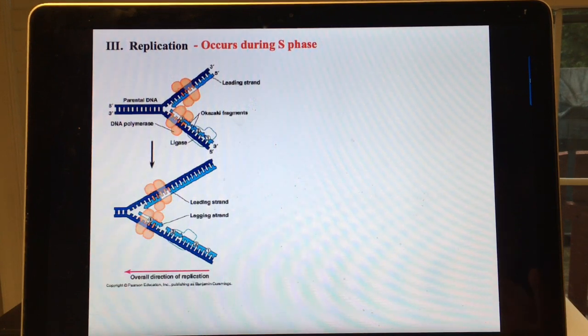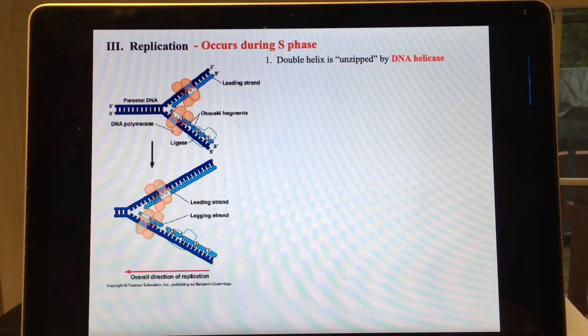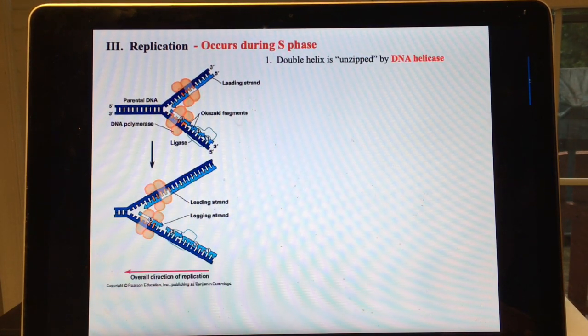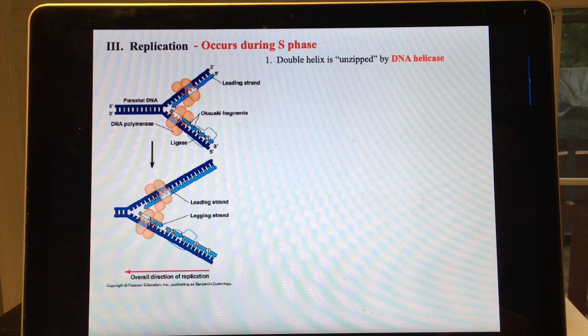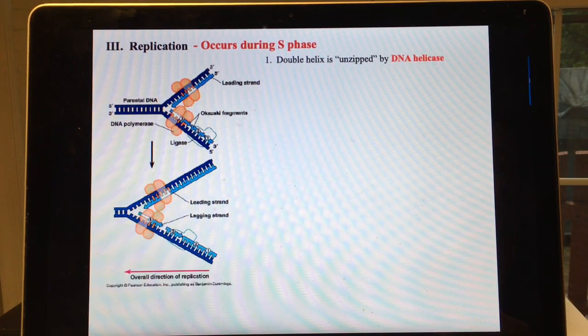So first, the double helix is unzipped by an enzyme called DNA helicase. I love that scientists named these enzymes basically based on exactly what they do. So this one opens up the DNA helix. And remember that all enzymes end in ase.